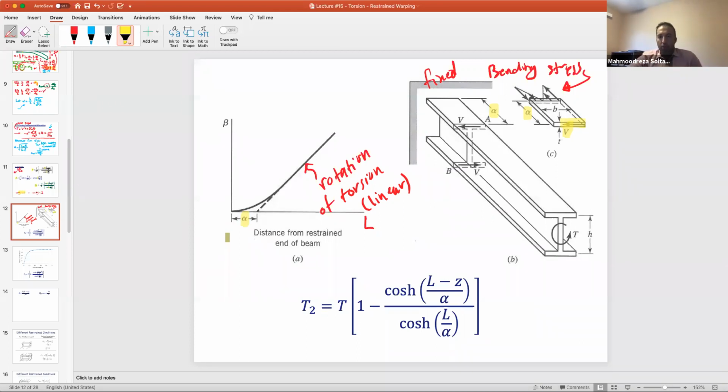Okay, so now let's separate these two. If we are just talking about only one of them, what would happen? What would be your equations? So I give you the expression here. T2 is the pure torsion portion.